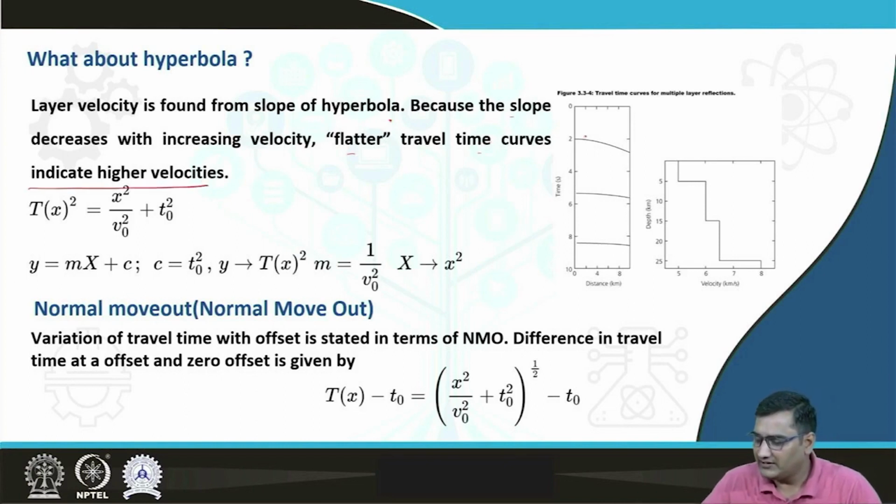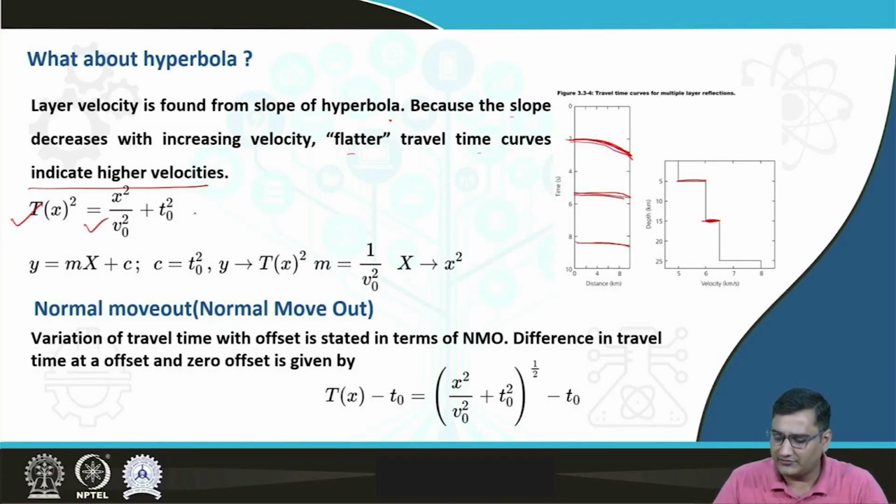You can see the reflection hyperbola coming from the interface at shallower depth has a higher slope, or you can say more inclination, than the hyperbola coming from the deeper interface, which has the flatter response. If you go even deeper, the hyperbola will become flatter and flatter. So the travel time equation can be written as tx square is equal to x square by v naught square plus t naught square.